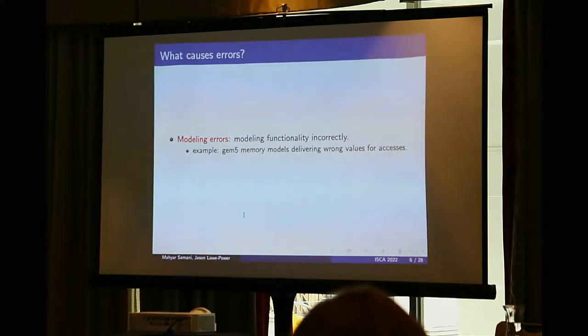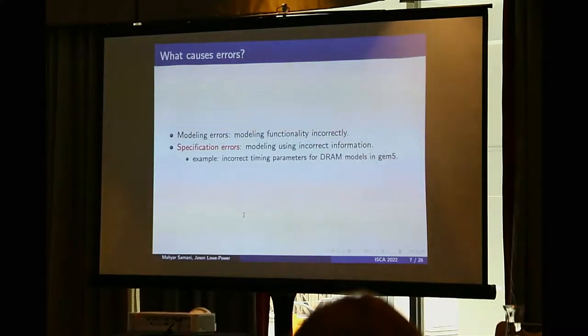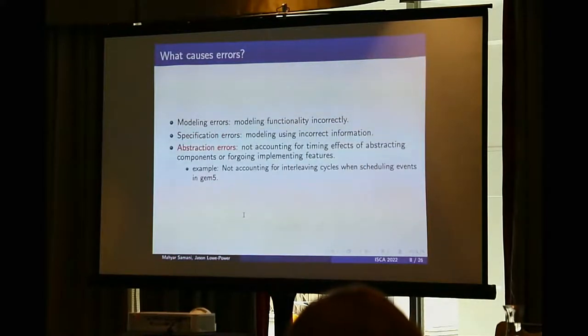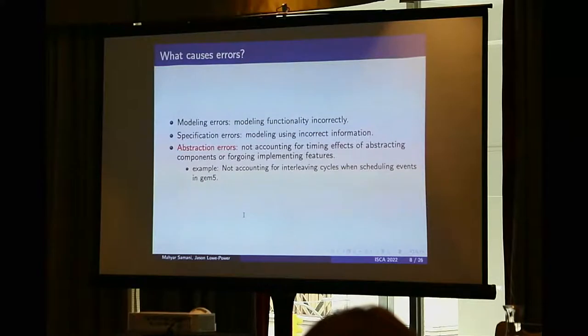The second type of errors are specification errors that are basically caused by giving wrong information to the person implementing that model. For example, if I gave wrong values for the timing parameters of a DRAM model to the person who was modeling the DRAM models in gem5, it would have caused a specification error. The last type of errors are abstraction errors that are basically caused by abstracting away some of the models because of design decisions and not accounting for the timing effects of those. Or basically deciding to not implement some features, or implement them in a much simpler way, to gain performance or make the design easier.